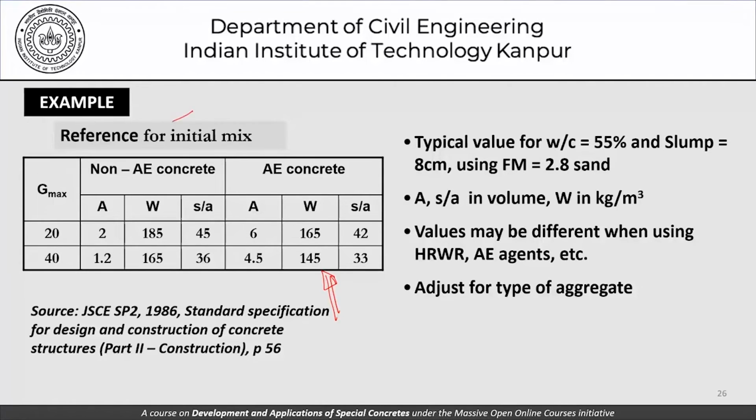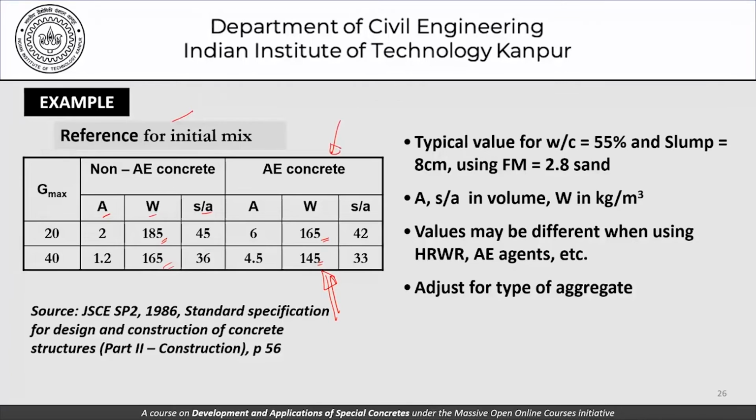What this tells you is that for an initial mix, these are the values of air content, the water content and the S by A that you can use. You will notice that the water cement ratio is not mentioned here. The water cement ratio cannot be mentioned here because water cement ratio will depend upon the actual compressive strength that you're talking about. For non-air entrained concretes, these values are slightly different, and you will see that as far as the air entrained concretes is concerned, the water content is 185 here, it's only 165 here. It's 165 here, it is 145 here. Means that for air entrained concretes, for the same workability, the amount of water required is lower.